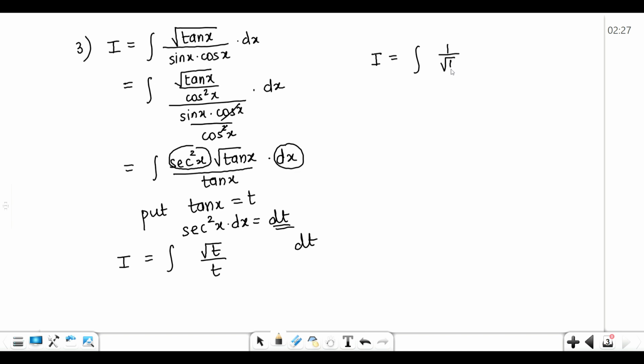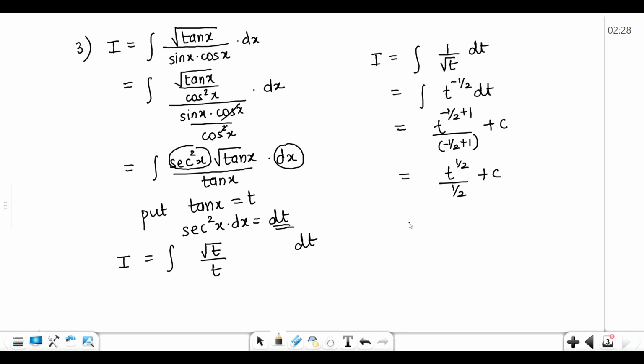Okay, now I is equal to root of t upon t, that gives you 1 upon root of t dt. Okay, so root of t is nothing but power half. When we take it in the numerator, that becomes negative half. So we can apply the power formula, negative half plus 1 upon negative half plus 1 plus c. So here we got the value as negative half plus 1 is half, and this will be half plus c. So this is 2 root of t plus c. We can resubstitute this t as well, that is under root of tan x plus c.